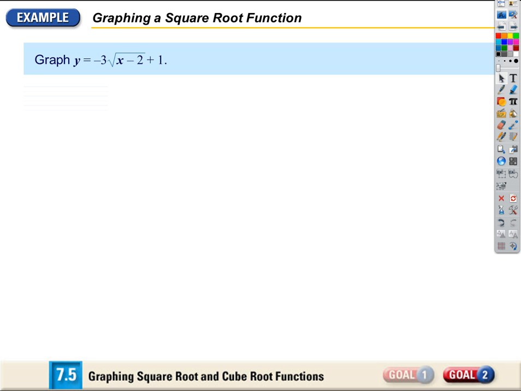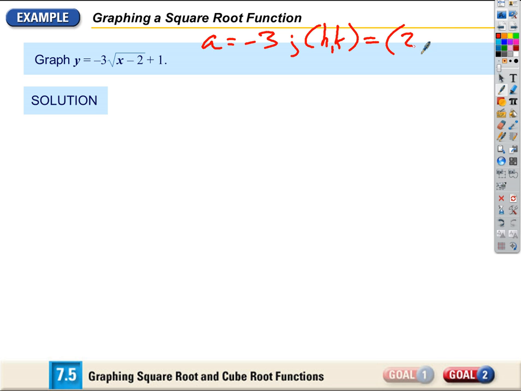Okay, let's just describe this one. What kind of graph? Square root. What's A? -2. So what's that mean about the graph? Opens down. Okay, it's gonna open down instead of up, right? Where is the starting point, H, K? 2, 1, right? So that's all we need.